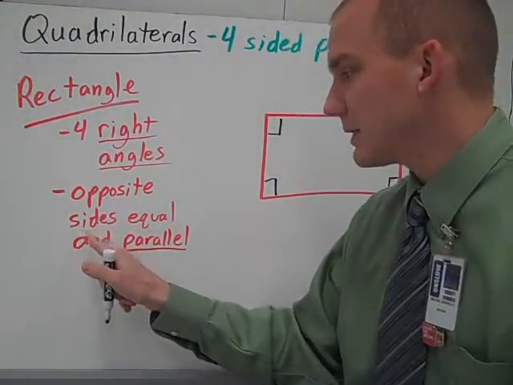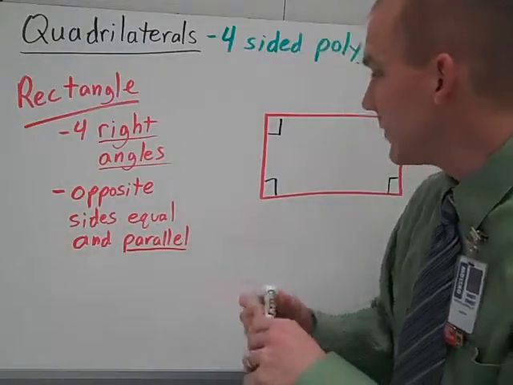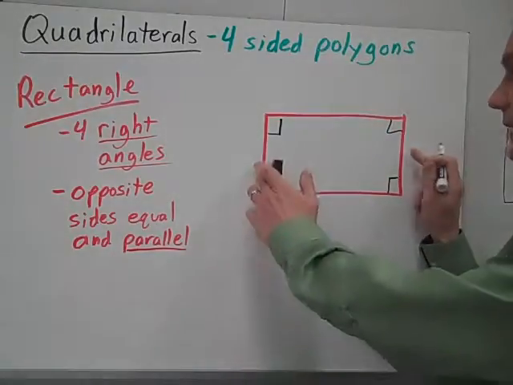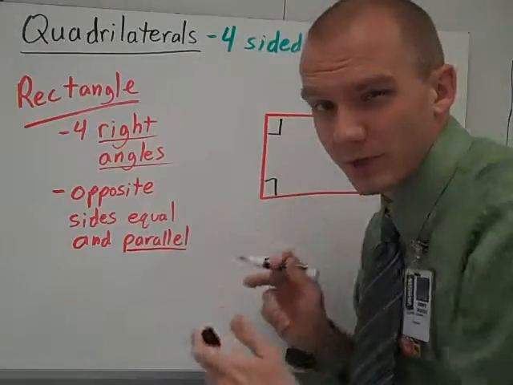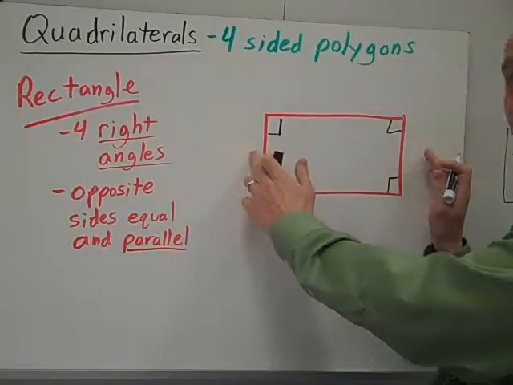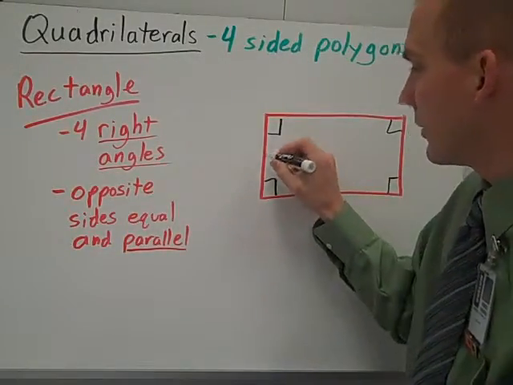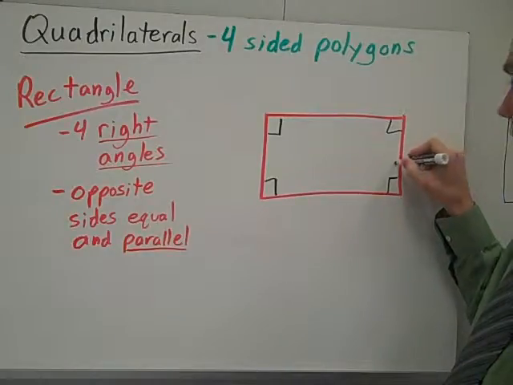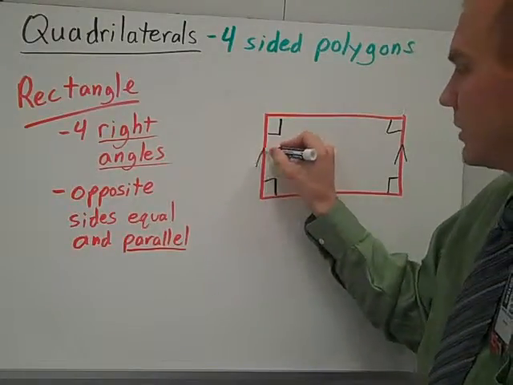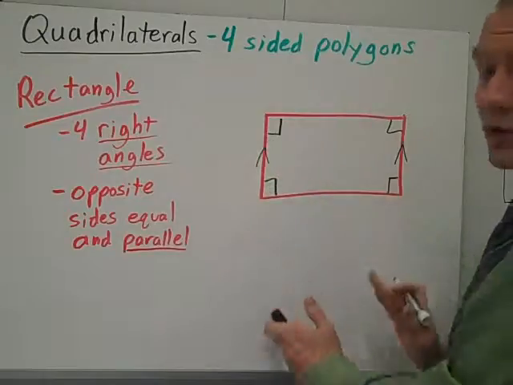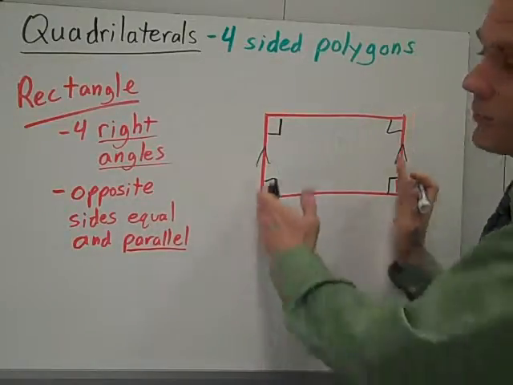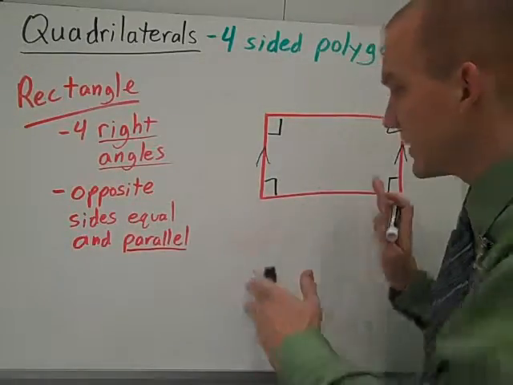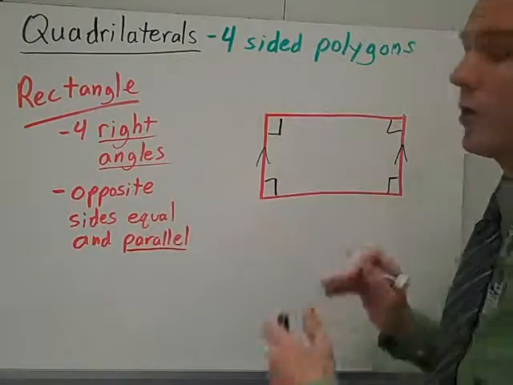The opposite sides are equal and parallel. So that means that this side and this side, they're opposite. They're across from each other. So they're going to be equal. They're also parallel, which means they run the exact same direction, will never touch if you extend them forever and ever. They kind of run side by side. And if you extended them, they would never cross.